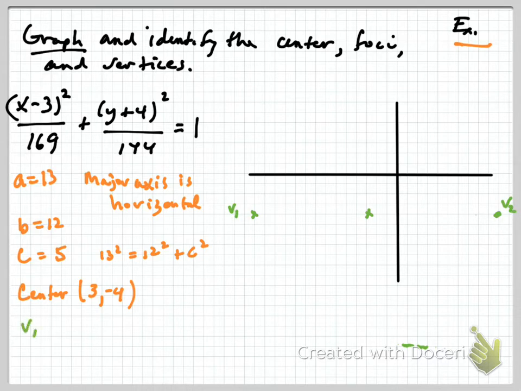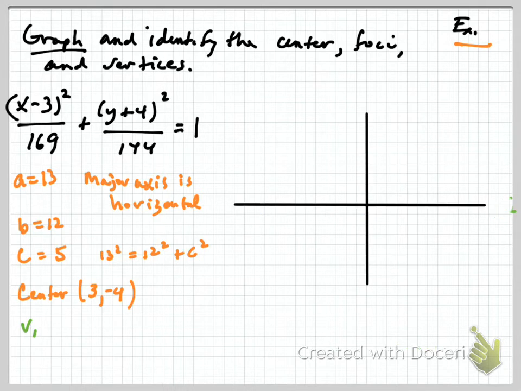So the first vertex, I went from 3 to the left, except I didn't graph my center very well, did I? Crud. Oh, goodness. You know what I'm going to do? No, I better not do that. All right, I have to fix this. My center's at 3, -4, and I'll pause this for a second.